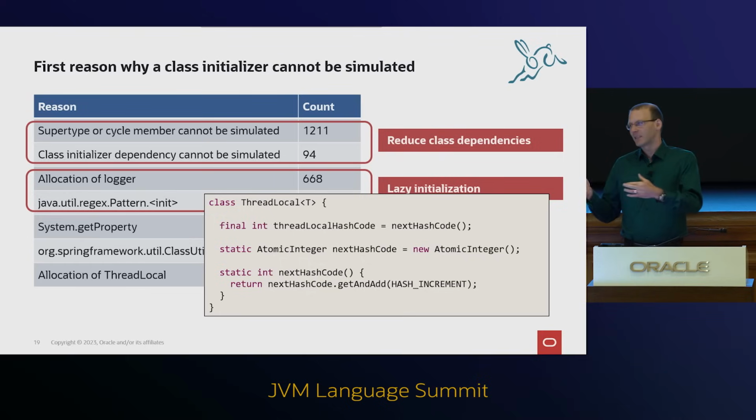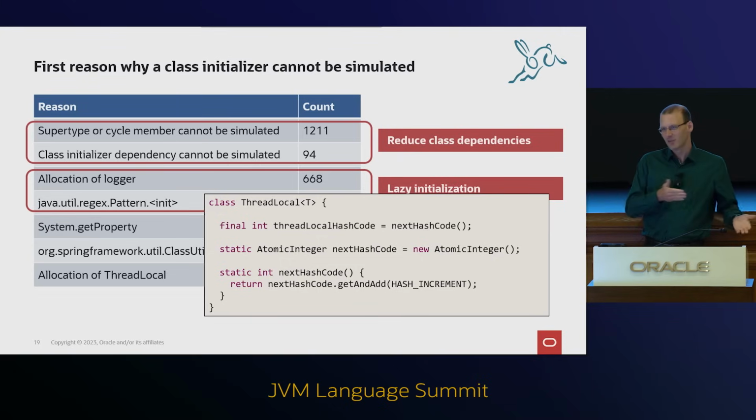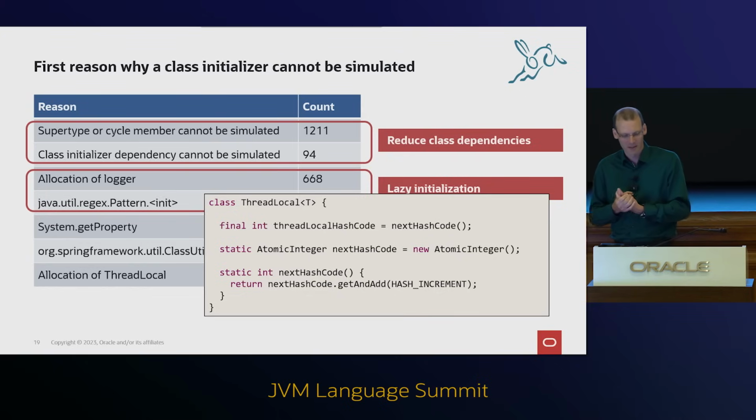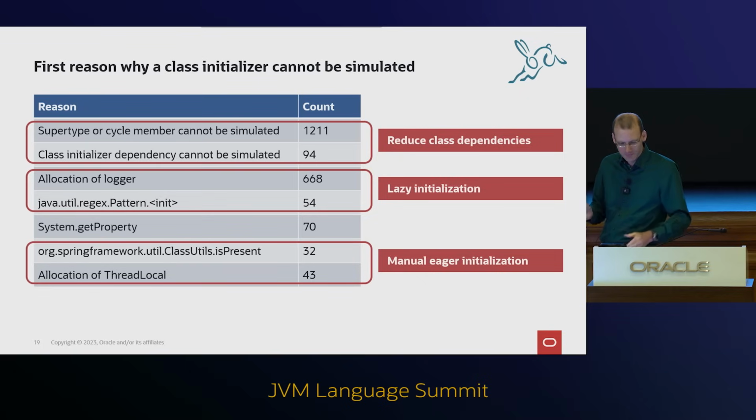But it's nothing that can really be done automatically, because as soon as we see someone writing to an atomic integer, we need to say the simulation stops. You're mutating a shared state. We cannot do that automatically. But we can look at these things and do manual eager initialization, and say: I know this is safe, even though it's mutating and accessing shared state. But with my domain knowledge, I can do that eagerly.